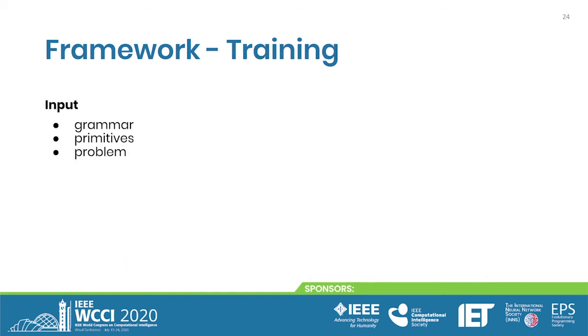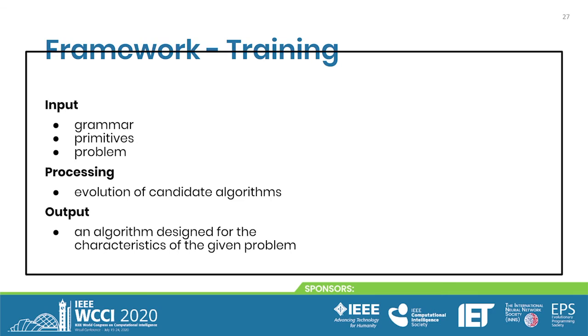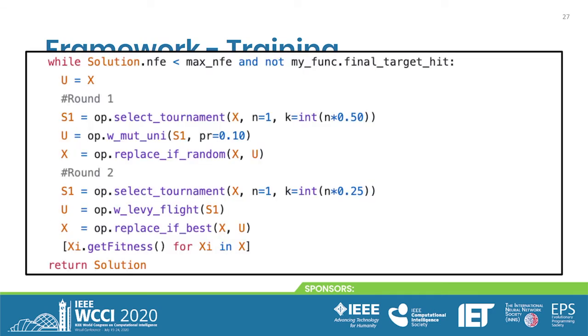So, to summarize, the grammatical evolution generates candidate algorithms based on the grammar and primitives. Those candidate algorithms are evaluated on the target problem. Then, GE evolves those candidate algorithms. We expect that GE captures underlying characteristics of the problem, so we can use the generated algorithms on other problems with similar characteristics. As a result, we get a program that looks like this one here.